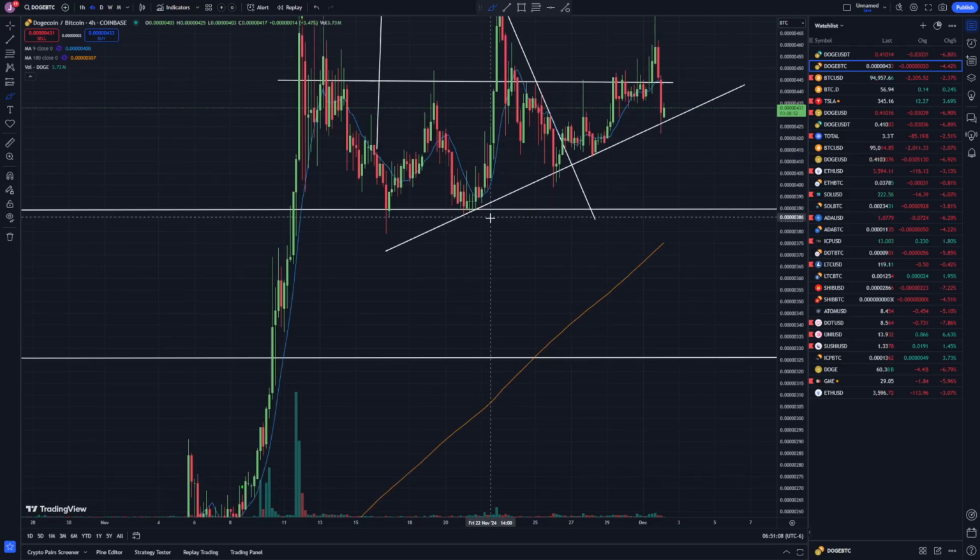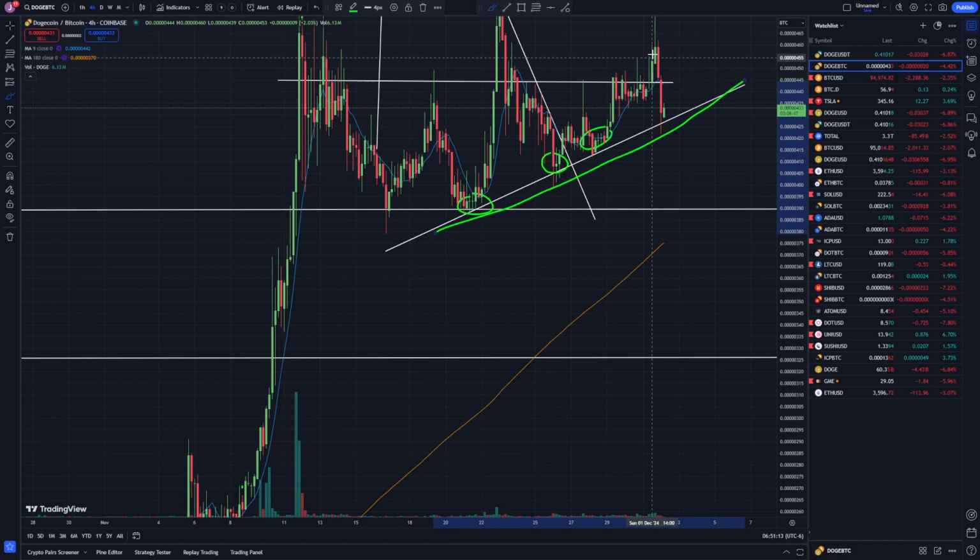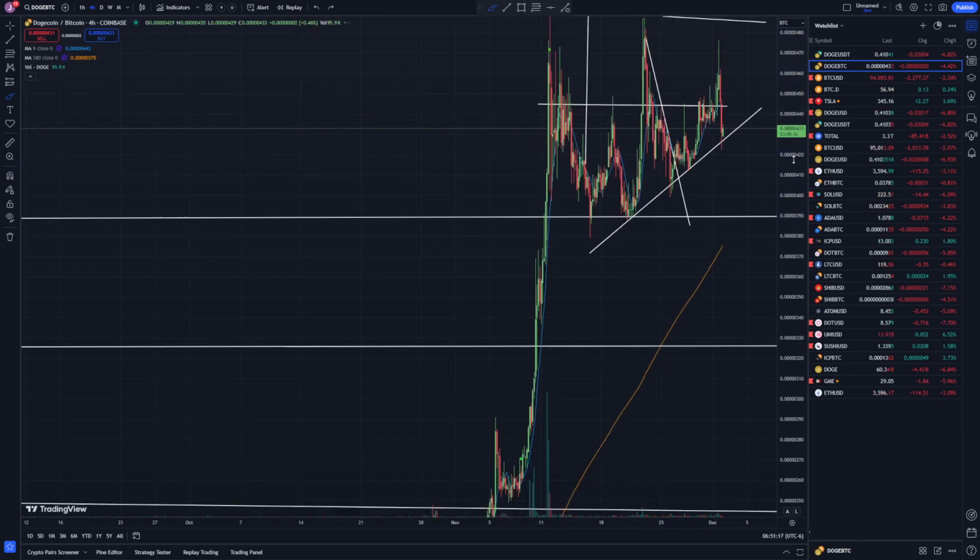And check it out, see what else is happening. We have support giving me this trend line right here. It looks like we came down and we're getting support on it. In general, okay, so this is the Dogecoin and Bitcoin chart.